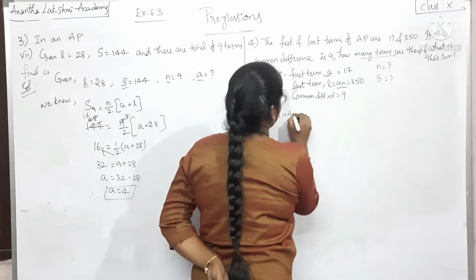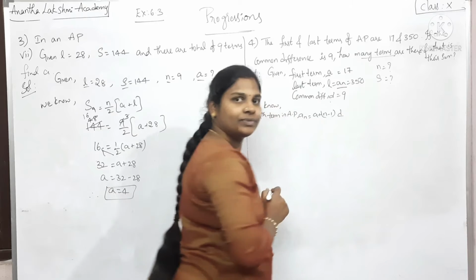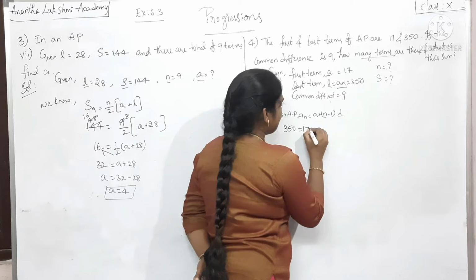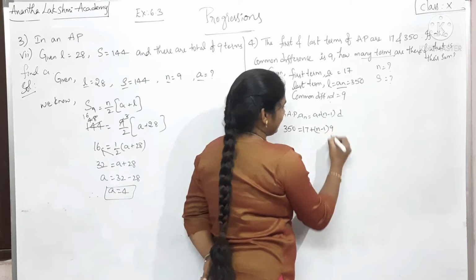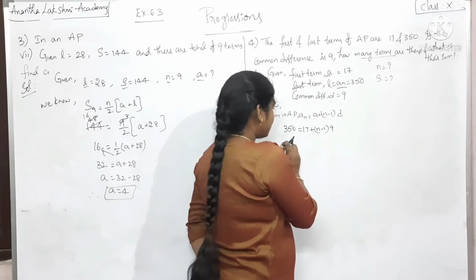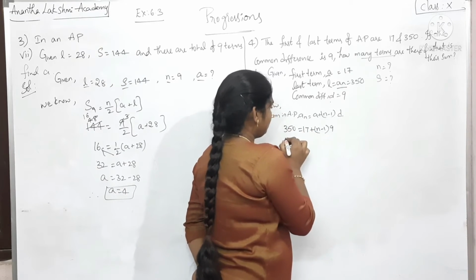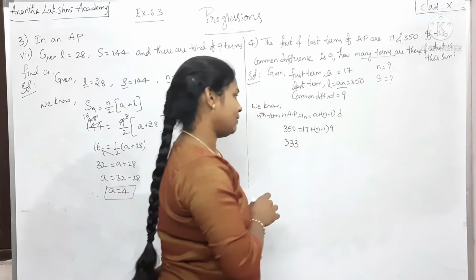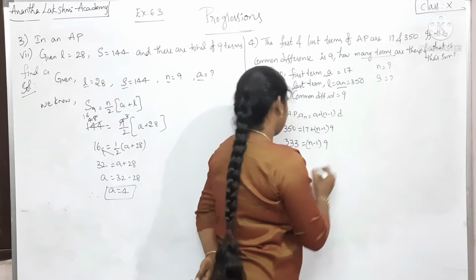In an AP, An is equal to A plus (n minus 1) into D. An is nothing but 350, which is equal to A, which is 17, plus n, which we need to figure out, minus 1, into 9. So 350 minus 17, if this comes this side, 10 minus 7 is 3, 4 minus 1 is 3. This is going to be 333, is equal to (n minus 1) into 9.